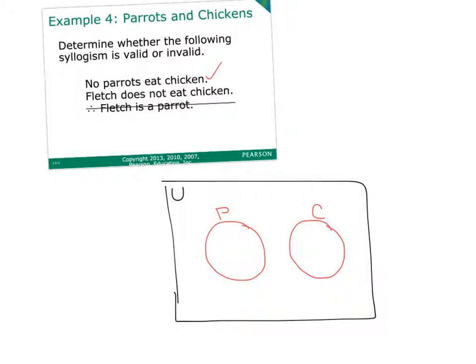It tells you that Fletch does not eat chicken. Does that mean Fletch has to go in the parrot bubble? Fletch could be a parrot, but could Fletch also go on the outside in the universal set? Fletch could be on the outside. The outside in the universal set are also items that don't eat chicken. So Fletch is not forced into being a parrot. Fletch can be, but he's not forced to be. Because he's not forced to go into the parrot bubble, this is an invalid argument again. Okay, let's look at another one.